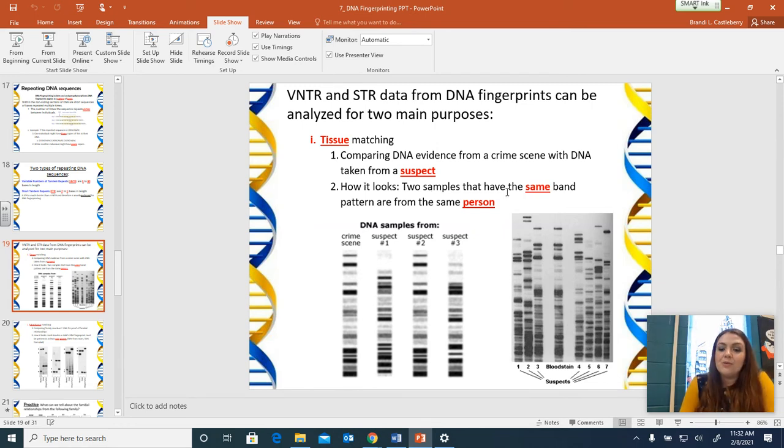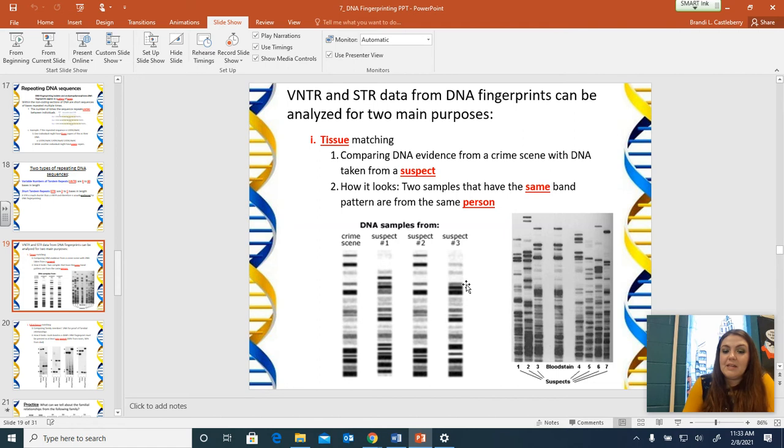So how it looks, 2 samples that have the same band pattern are the same person. Now they have to be exactly the same. So in the exact same spot, the exact same thickness, all the exact same band. So they can't have anything different at all. So this crime scene sample here, missing this, so it's not this person. Okay, matching, matching, matching, and it matches. So it matches suspect 2, doesn't match the other one.